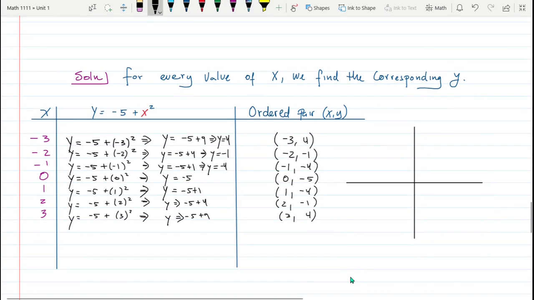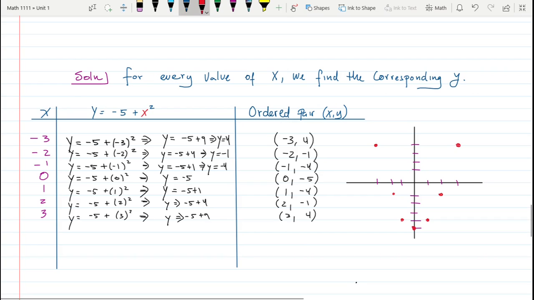And let's see, so we'll start with a couple numbers, left and right. And -3, 4, somewhere right here. That's the first point. -2, -1, right here. -1, -4, and 0, -5, and then 1, -4, 2, -1, and then 3, 4.